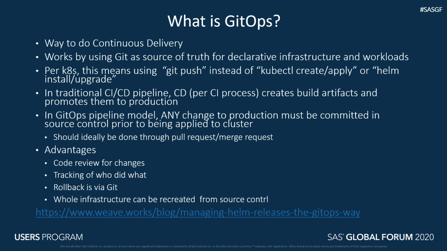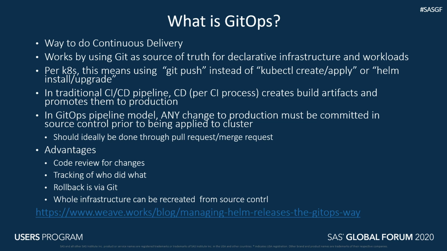So in traditional CI/CD pipelines, the CI process creates build artifacts to promote them to production, continuous delivery versus continuous integration. In a GitOps pipeline model, any change to production must be committed in source control prior to being applied to the cluster. Ideally this should be done through a pull request or a merge request, those mechanisms in the source management system where we can merge things in. The advantages of this are code review for changes, tracking of who did what. Again, rollback is via Git. You can simply go and get a previous version of things.